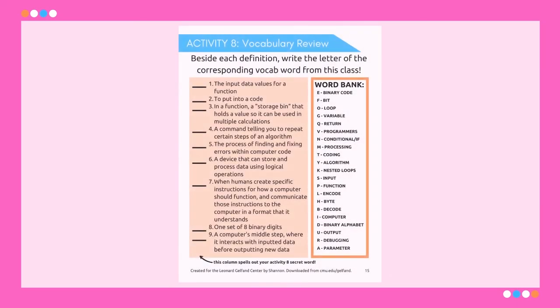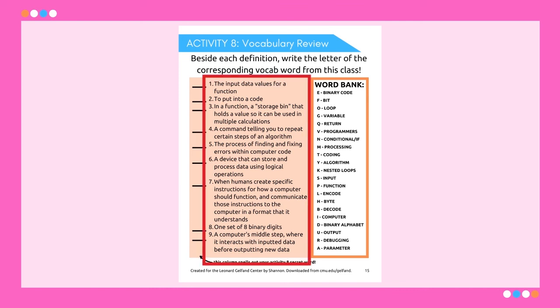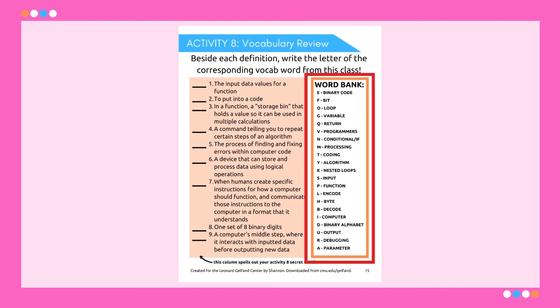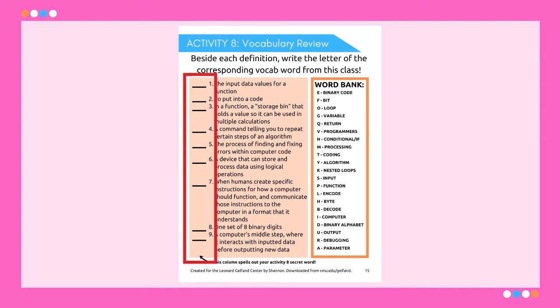All right, for our final activity, I'm going to be testing your memory of all the new concepts we've learned throughout the class. Pull out your Activity 8 Vocabulary Review worksheet page. You can see 9 definitions of vocabulary words that we learned throughout the introduction in the last 7 activities. On the right, there's a word bank of all the vocabulary that we've learned. For each of the definitions, find the corresponding vocab word from the word bank, and in the space to the left, write the letter in front of that word.